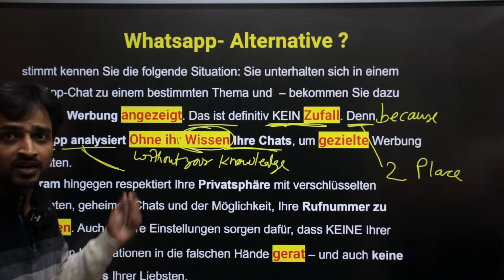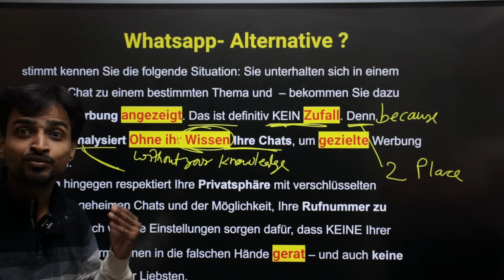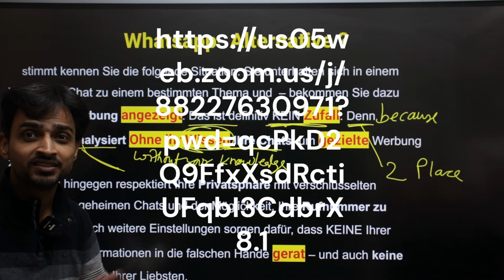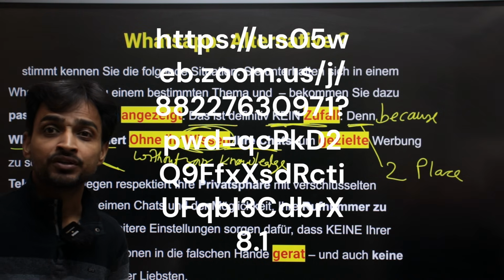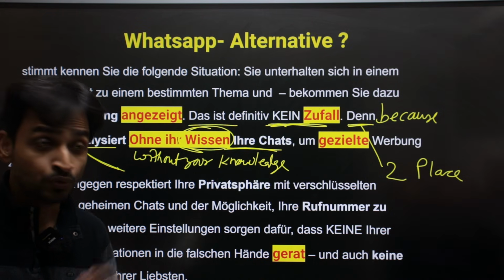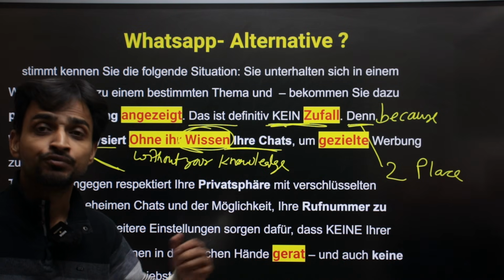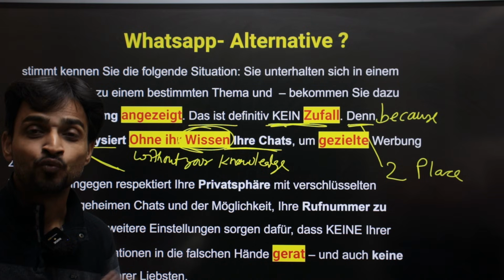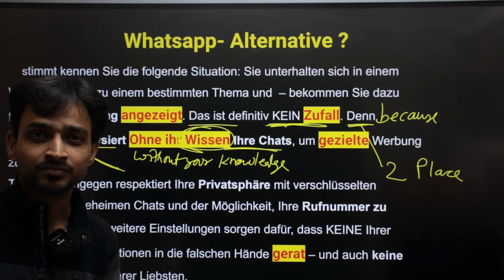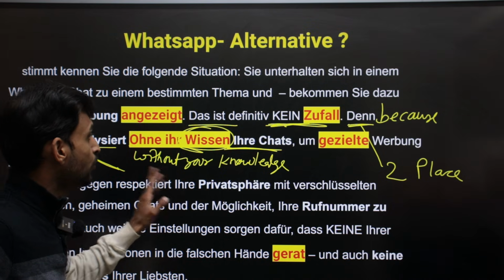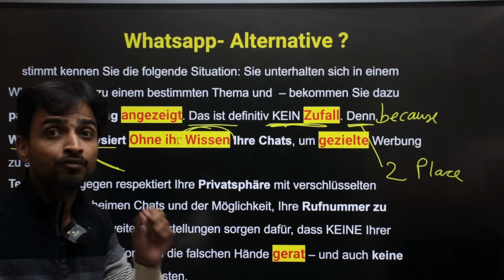WhatsApp analyzes your chats. WhatsApp is also reading what you are talking about in WhatsApp chats, analyzing and finding out which product you are interested in, what you are talking about, whether you want to purchase something. So it will show you the same product as an advertisement. Werbung, Anzeige. Ohne ihr Wissen, without your knowledge or without your awareness.